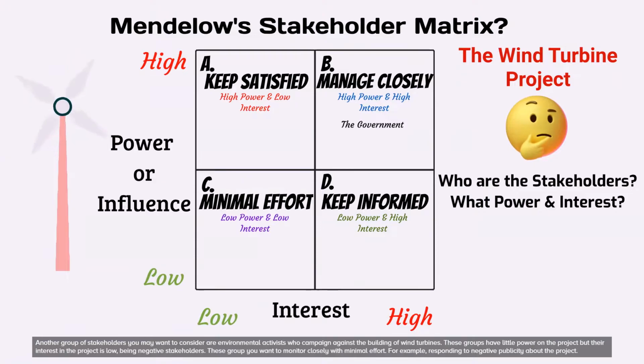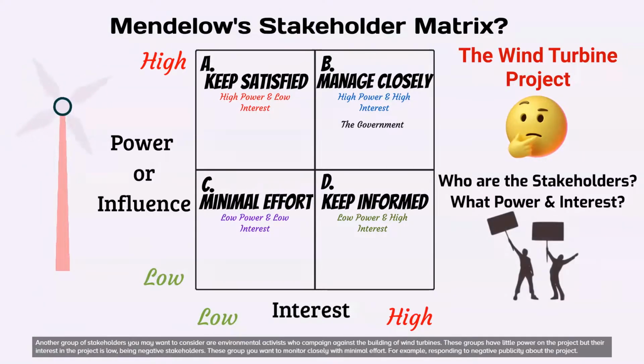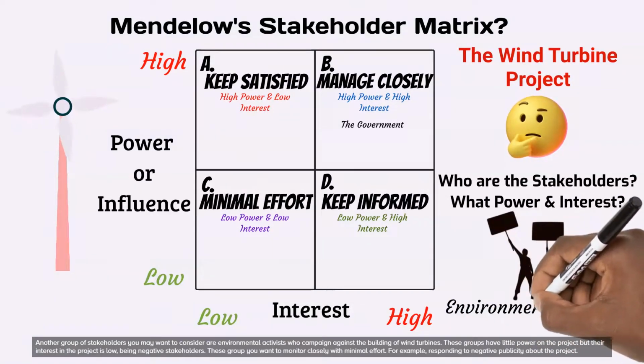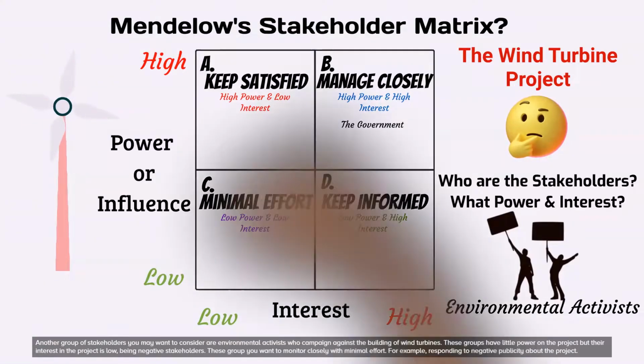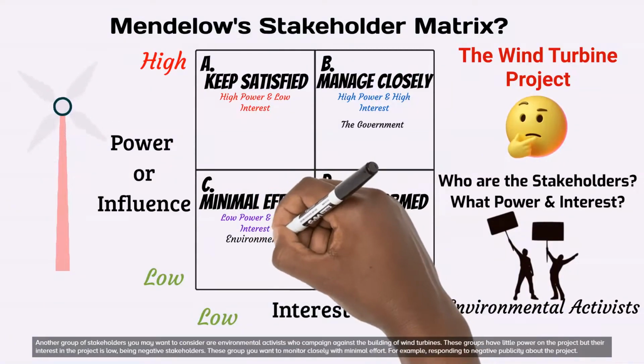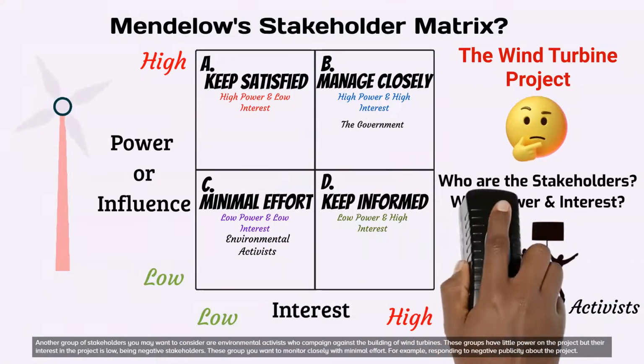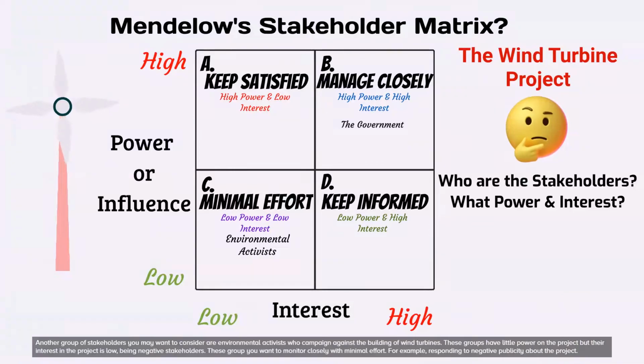Another group of stakeholders you may want to consider are environmental activists who campaign against the building of wind turbines. These groups have little power on the project, but their interest in the project is low, being negative stakeholders. These groups you want to monitor closely with minimal effort. For example, responding to negative publicity about the project.